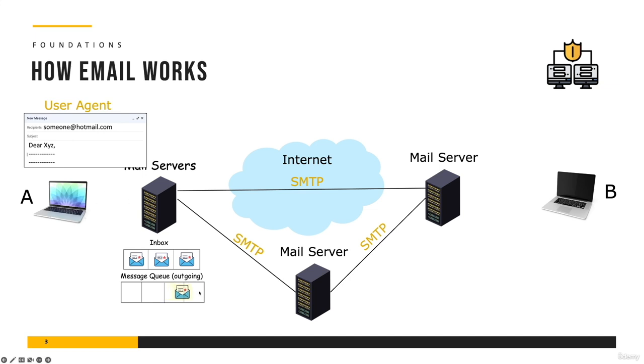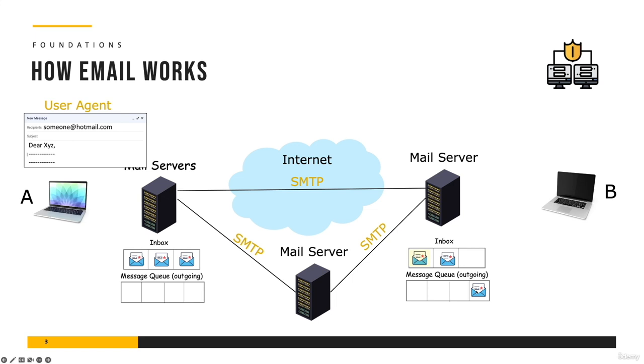So as soon as the next message is sent out, this message is promoted to the next position, and when it's this message's turn, it is sent by this server to the destination mail server over the SMTP protocol via the public internet. Now, this message would be placed in the inbox for this user B. And obviously, this mail server will also have an outgoing queue for user B as well.